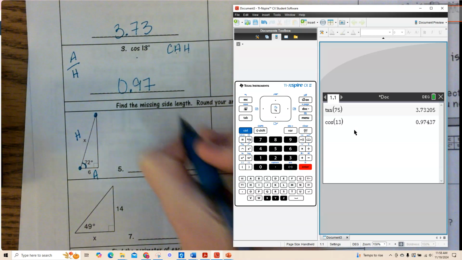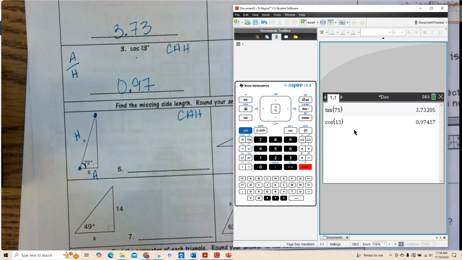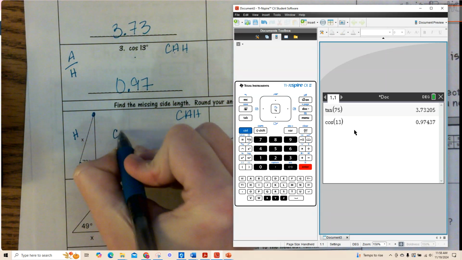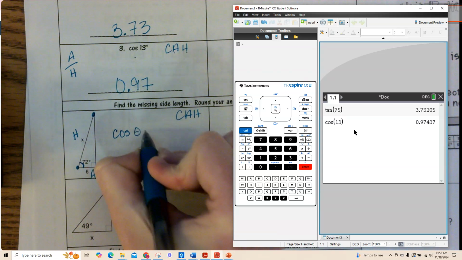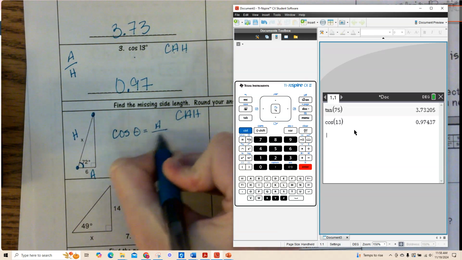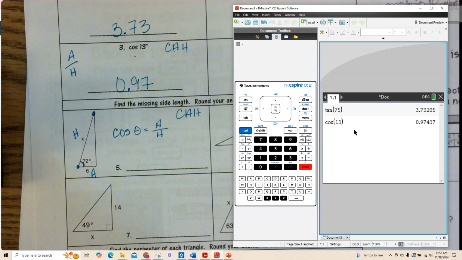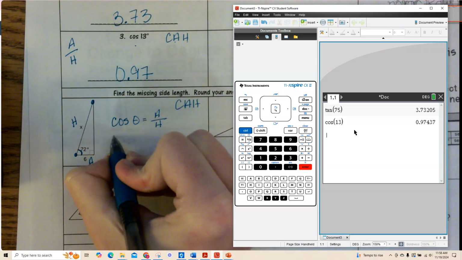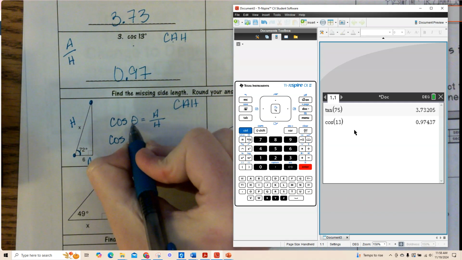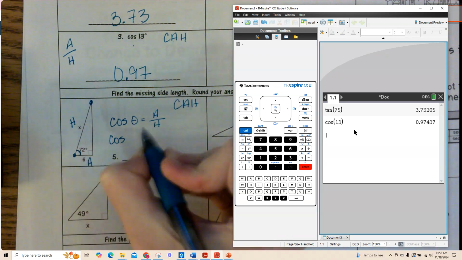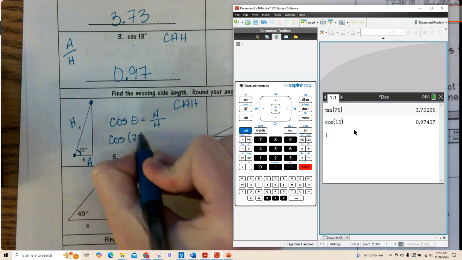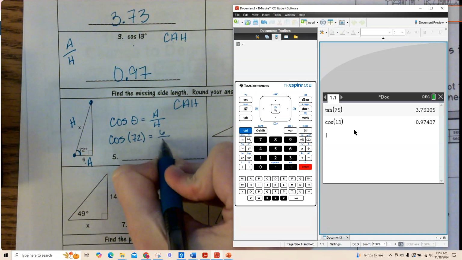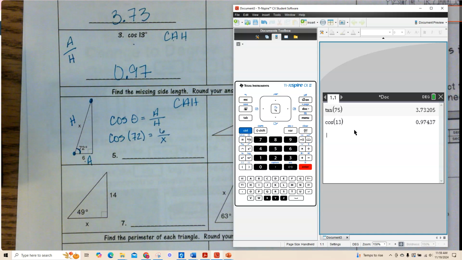Okay. How we write that? It's the cosine of an angle equals the adjacent side over the hypotenuse. That's how the equation looks. Now we fill in what we know. So again, this little symbol, the theta, that's your degree. So this is the cosine of 72 equals the adjacent is 6, the hypotenuse is x.